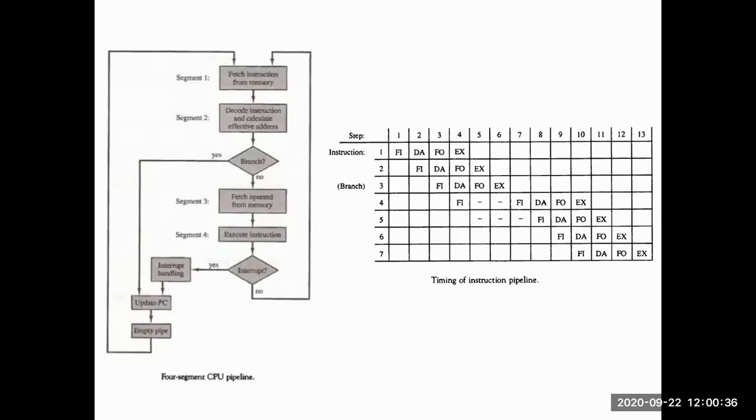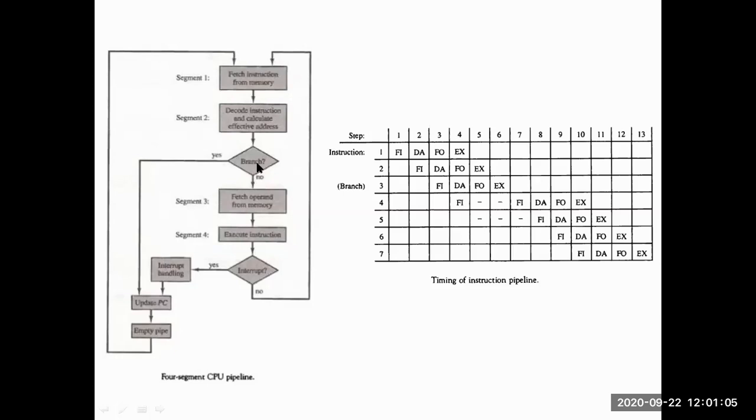Now let us take this exception also. Let us say that in the third instruction, it is a branching instruction. So the third instruction is a branch instruction. But when will the processor know that it is branch? Only when it does the decoding. So when the third instruction is decoded, DA here, the processor will know that it is a branch thing.